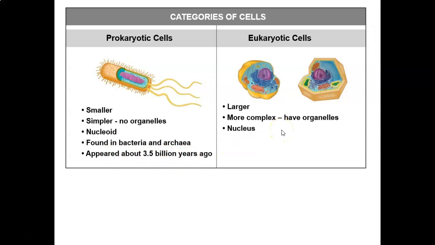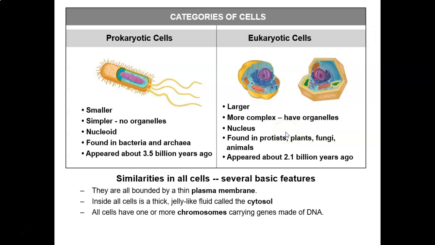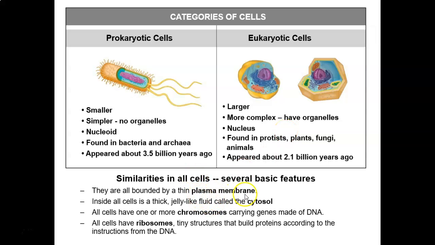So even though we haven't yet covered these, you should already actually know this information, along with what's similar to all living cells. All of them have a plasma membrane, they have cytosol, the liquid in between, they're made up of DNA with chromosomes, and then they have ribosomes that are making proteins.